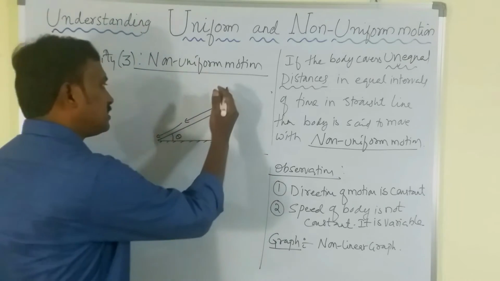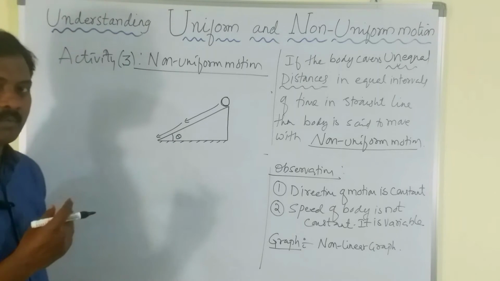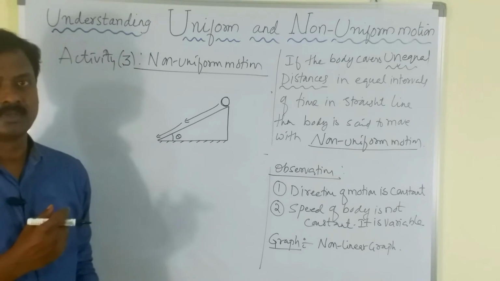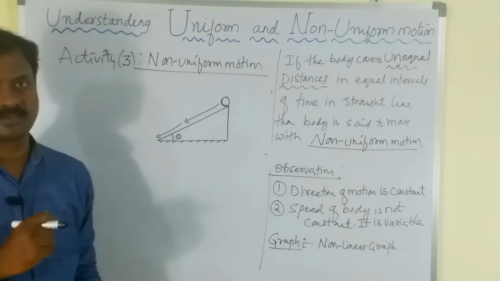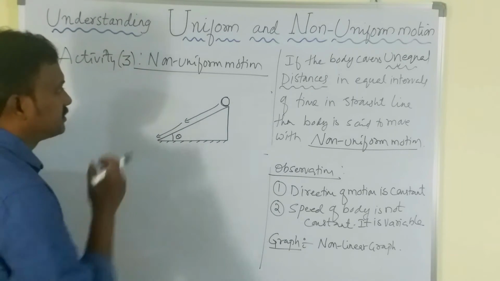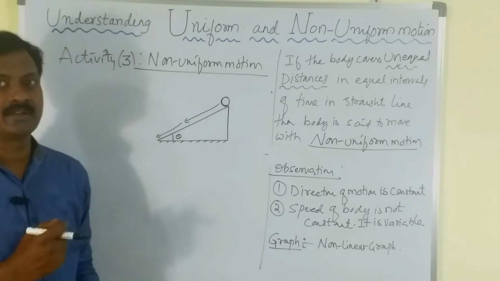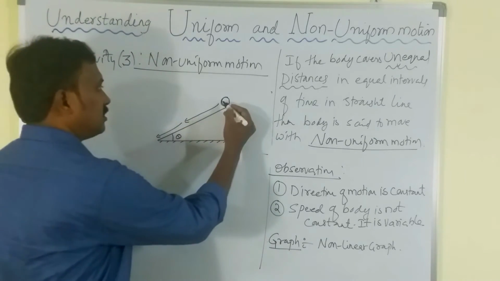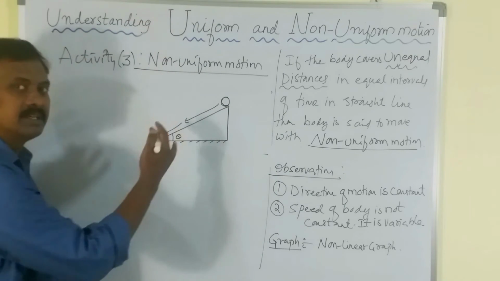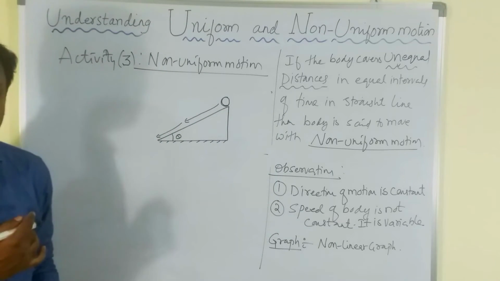Now, as the ball rolls, what about the speed of the ball? The speed of the ball will increase or decrease, or is it constant? Okay, when you do this activity, we can also understand that when you drop the ball, what happens is that the speed of the ball increases. The speed of the ball increases.